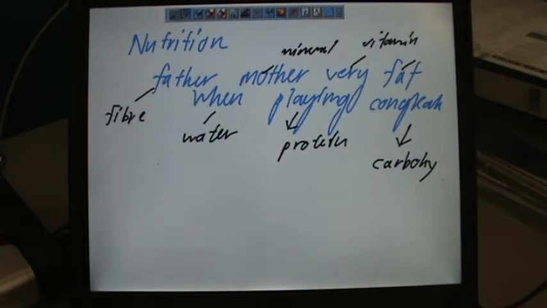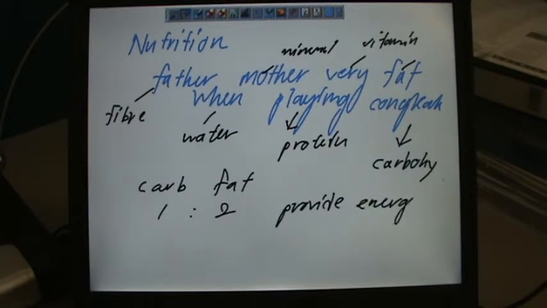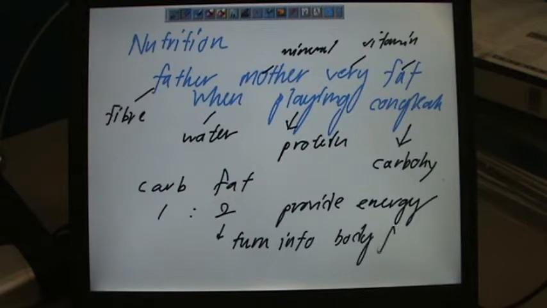And let's consider carbohydrate and fat first. These are in the ratio of 1:2 in terms of providing energy. They are the energy providers. Okay, but the disadvantage of fat is it tends to turn into body fat. You can look at me as a fine example. But carbohydrate is a much better alternative, and basically they have carbon, hydrogen and oxygen within their system.